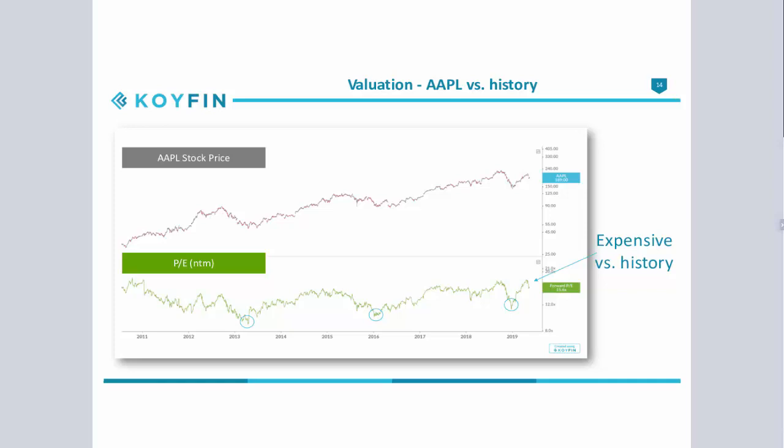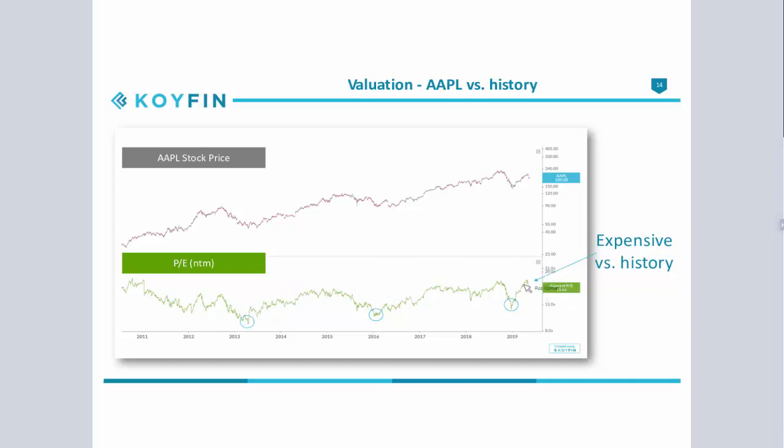So here we're looking at Apple stock price. Again, Apple for the past several years has been in a strong uptrend. If you look at the PE multiple, right now it's trading at 15.6 times. Whether Apple is cheap or expensive versus its own history, on this basis, it's kind of expensive. Right now it's trading at 15 times. For the prior 10 years it's traded between 8 times and about 20 times. So I'd say it's towards the high end of the range.